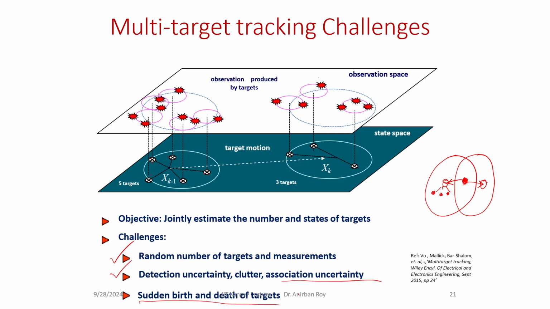And sudden birth and death of target. Death of target I have explained. What is called birth of a target? Birth of a target means, suppose your target is not there inside the sensor field of view and all of a sudden the target has reappeared, then it is called a birth of a target. I will show you in the next subsequent slides.